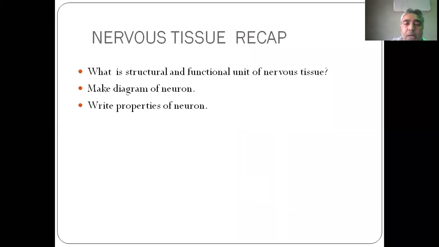Now you can understand the nervous tissue recap. What is the structural and functional unit of the nervous tissue? Make a diagram of the neuron and write the properties of the neuron. These are the three questions regarding this, and with that we complete the chapter.